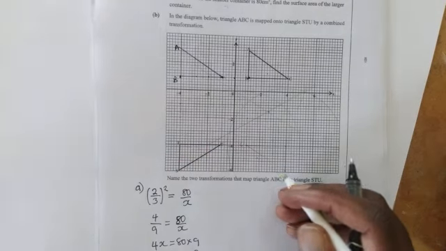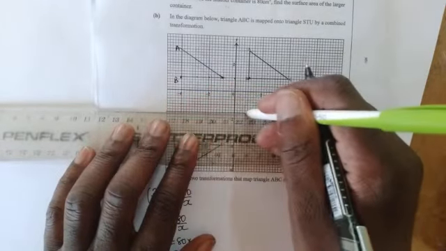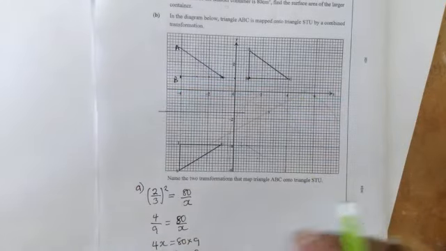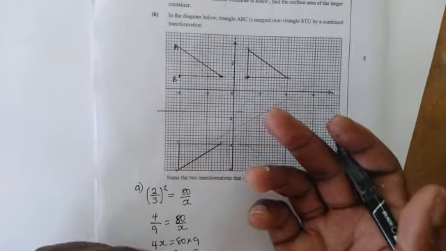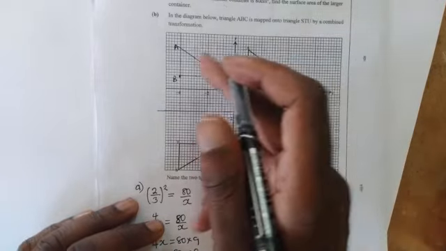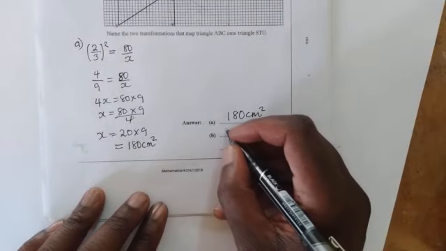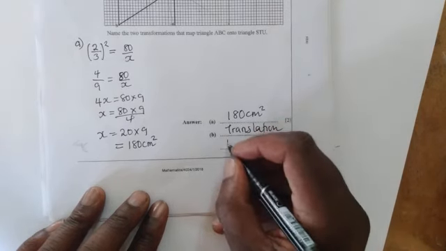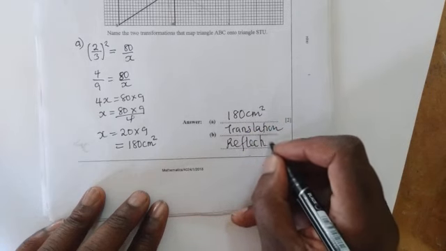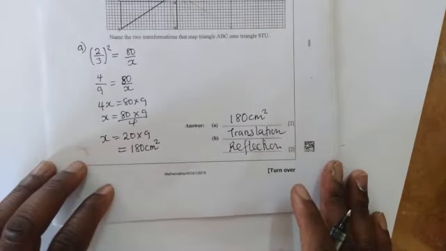So you can measure this one and you will discover that I'm sure it is along this line here. Along this line. I'm sure we haven't been told that we should state the mirror line. So this is translation. Then onto this one, it will be reflection. So those are the answers that I found. Here we have been asked to just name translation as well as reflection. So these are the two transformations that I identified.